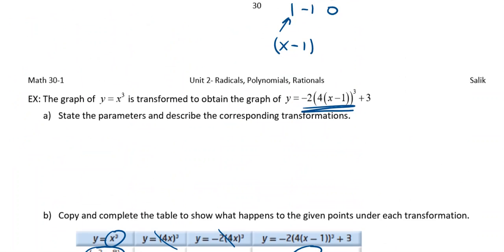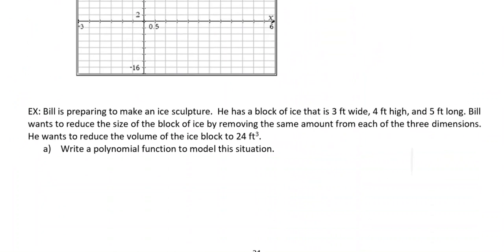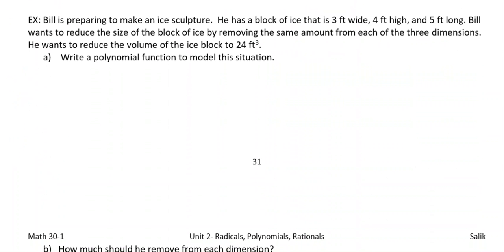Okay, I'm going to skip this question for time's sake. Moving on down, let's do this one. It says Bill is preparing to make an ice sculpture. He has a block of ice that is 3 feet wide, 4 feet high, and 5 feet long. Bill wants to reduce the size of the block of ice by removing the same amount from each of the 3 dimensions. He wants to reduce the volume of the block to 24 feet cubed.